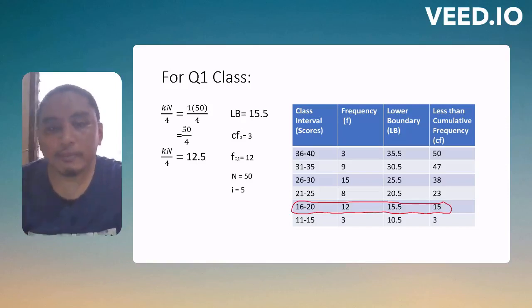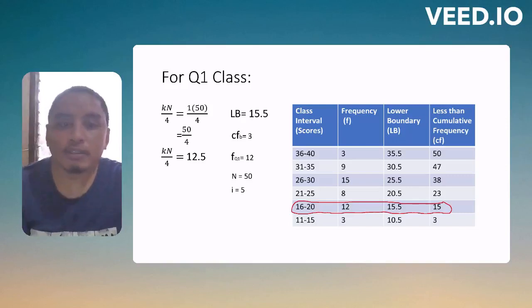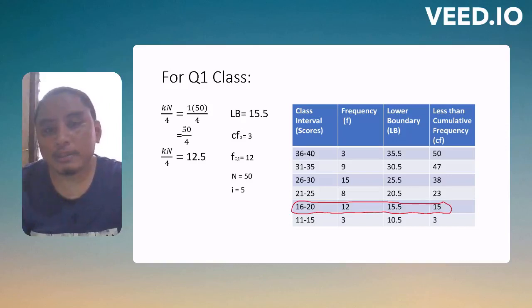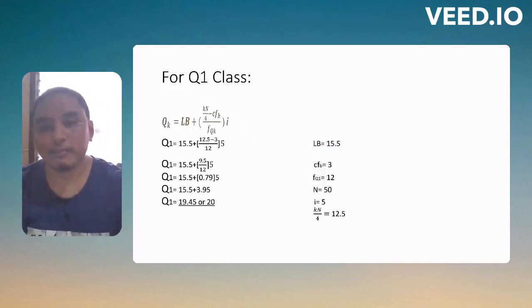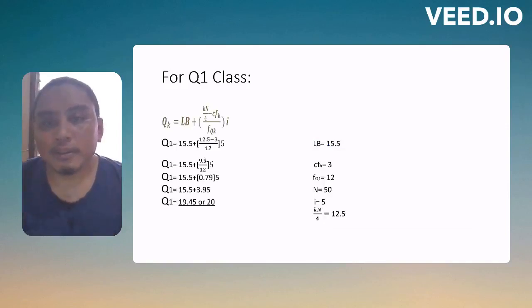So 12.5 belongs to the class interval 16 to 20, because the class interval 16 to 20 has a less than cumulative frequency of 4 to 15. So it belongs to the class interval 16 to 20. So this is the formula for the Q1 class.